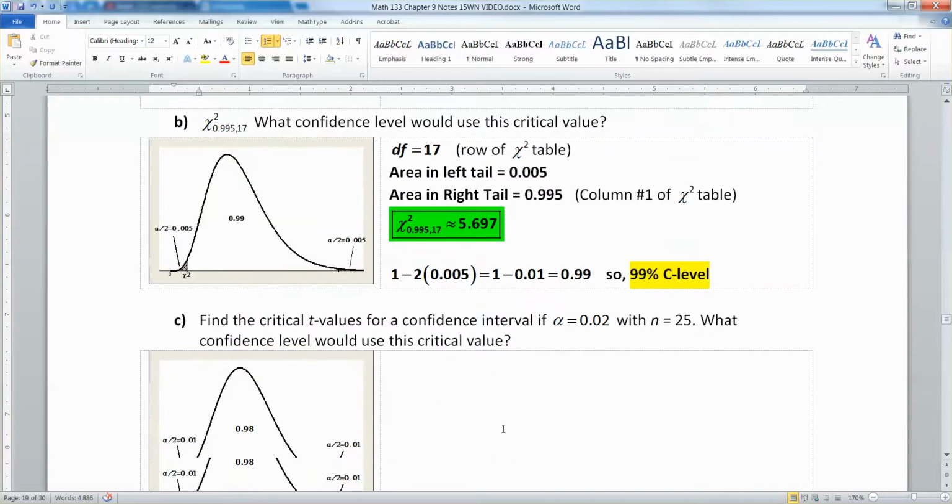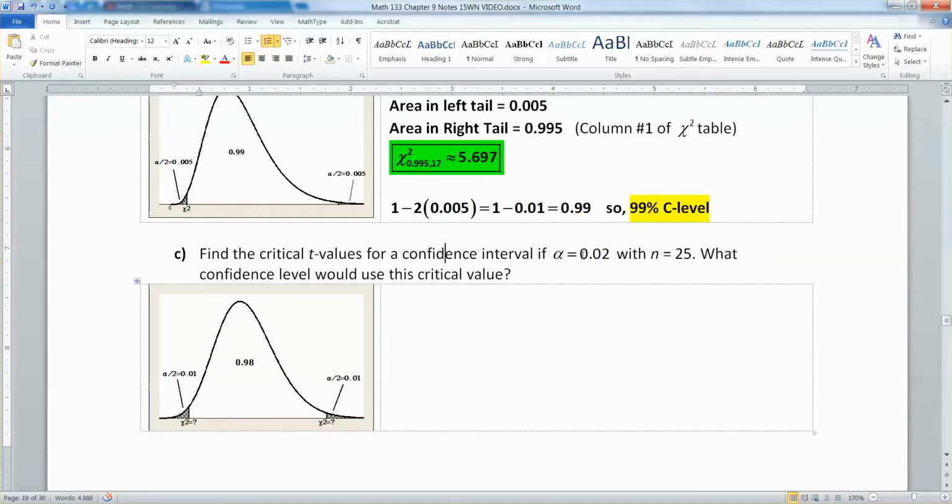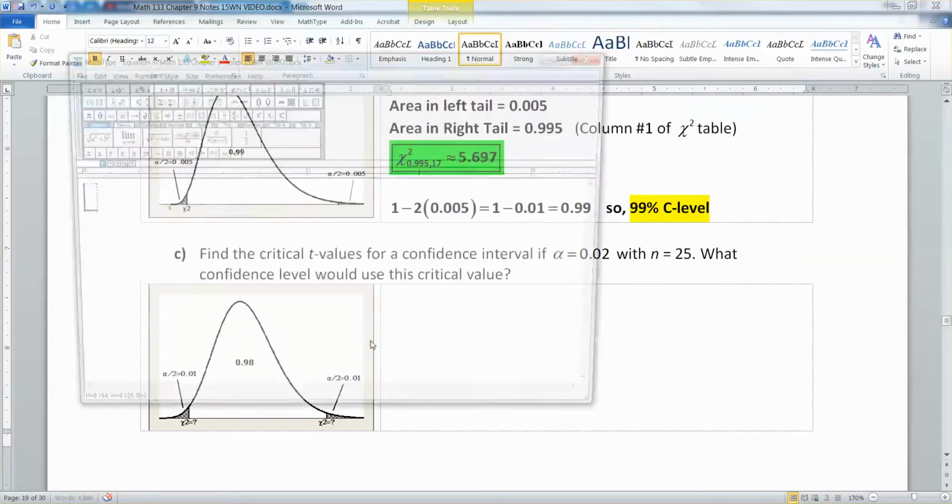All right, what about letter C? What if I tell you that alpha is 0.02 and n is 25? Then what would be your critical values? And then what confidence level would use that critical value? All right, so I've already drawn a picture here, but let me see if it makes sense.